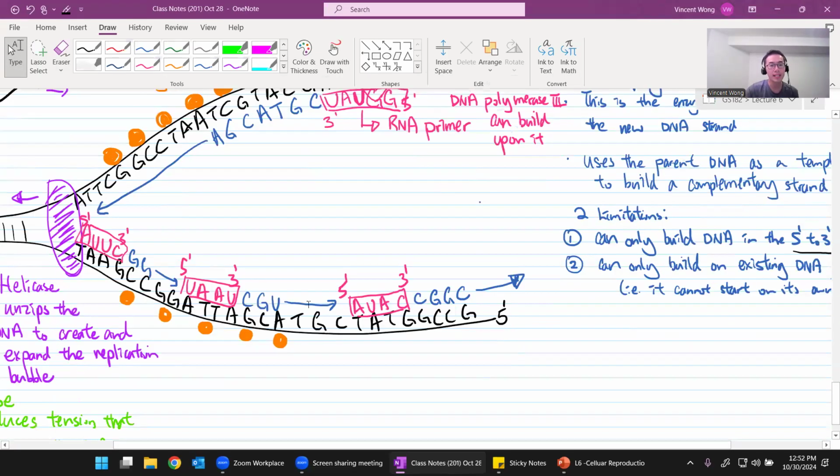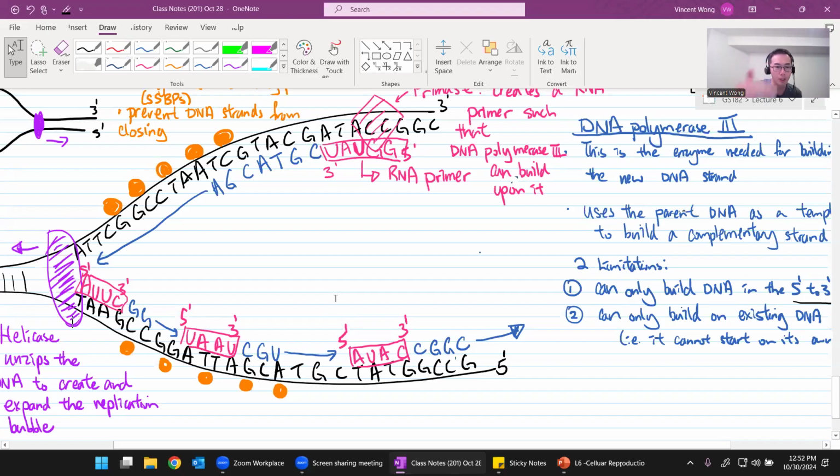Okay. And again, the reason why we need to have multiple primers at the bottom is because of the first limitation here. The DNA polymerase 3 cannot go backwards. It cannot go from 3 to 5. It can only go forward. So as you unzip the DNA and expose more black DNA, so to speak, like the black nucleotides, the parental nucleotides, you've got to put more primers so that you can continue to replicate those things.